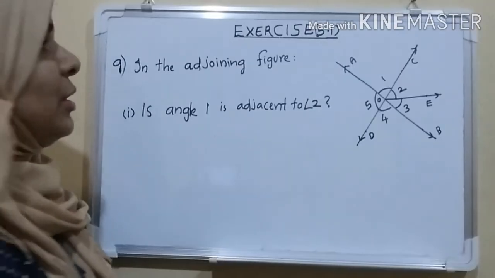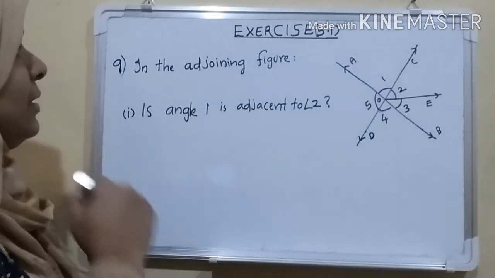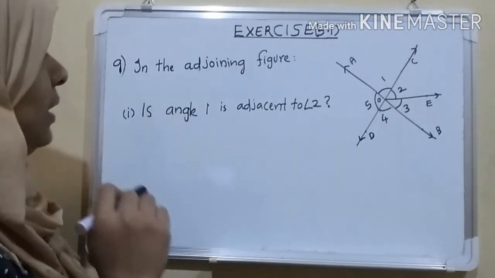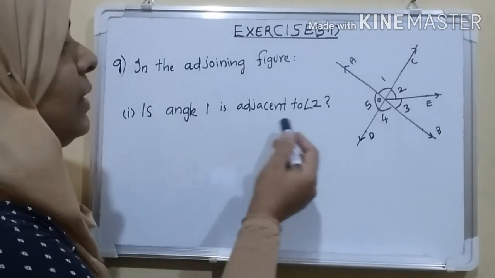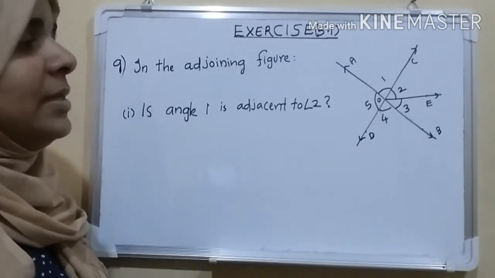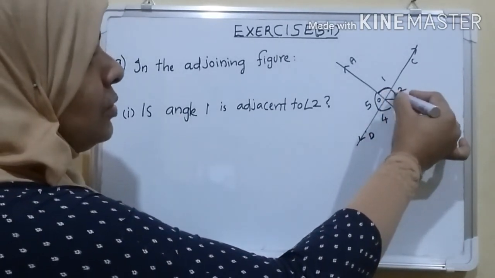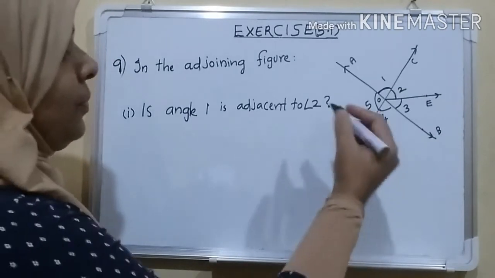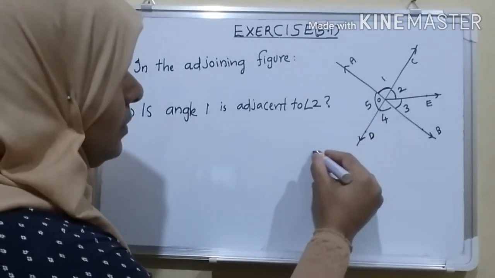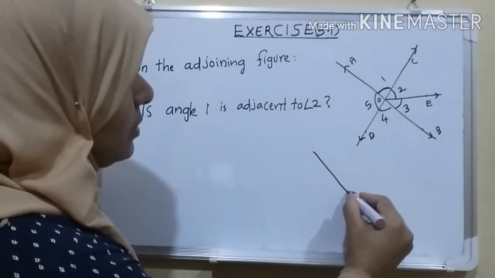So let us go to our ninth question. In the adjoining figure, is angle 1 adjacent to angle 2? That is the question. Is angle 1 adjacent to angle 2? Here I am drawing that picture so that you can understand easily.